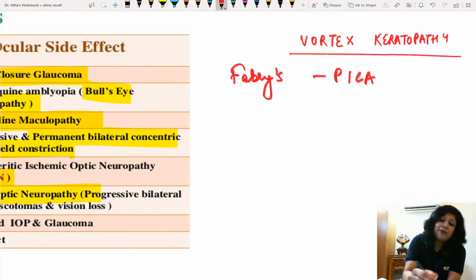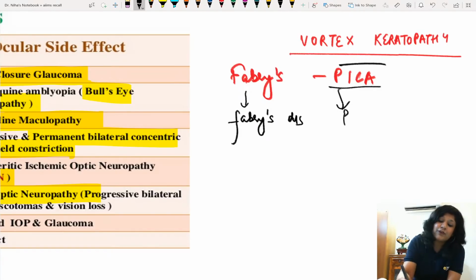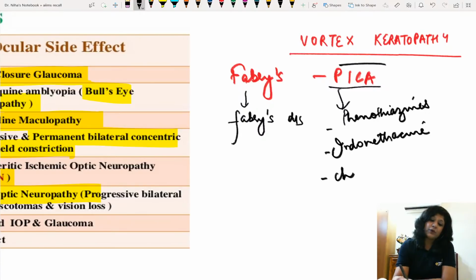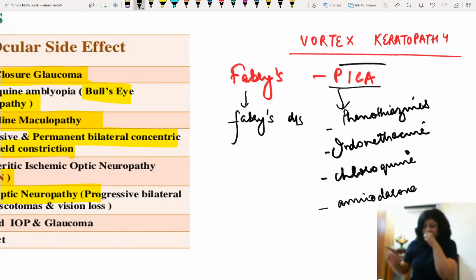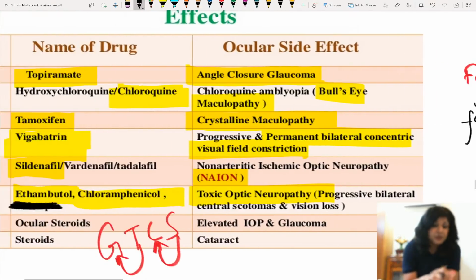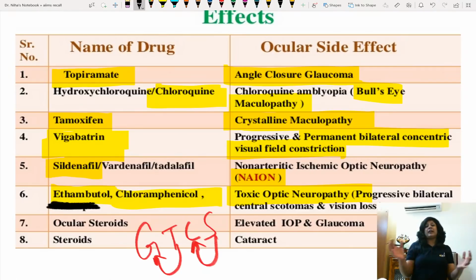Now what is this formula? Fabry's pica means, here I have the Fabry's disease, right? And here I have a pica. Pica, this is your phenothiazines. Then we have indomethacin. Then we have chloroquine, and chloroquine you are getting everywhere. And then we have amiodarone. Vortex keratopathy, which is also called the cornea verticillata. So all these drugs are important, and we'll be accumulating more and more drugs.